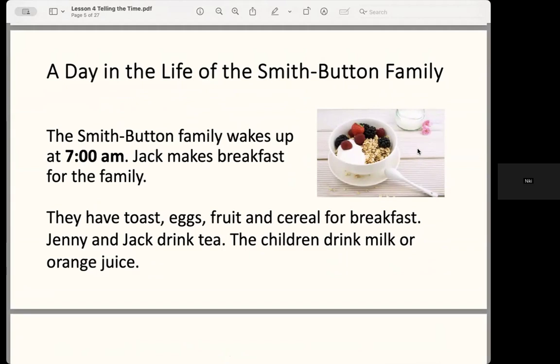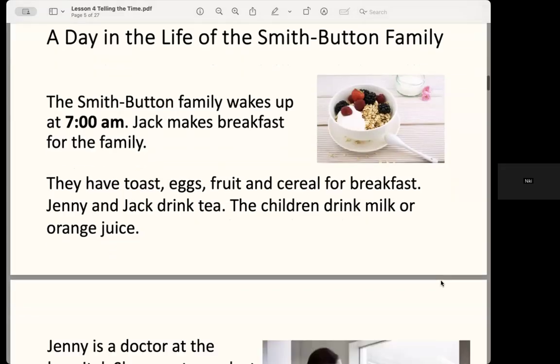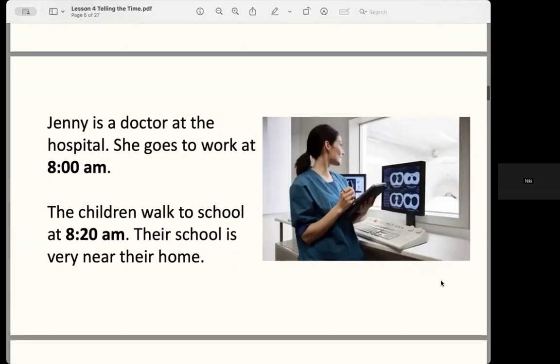The Smith-Button family wakes up at 7 a.m. Jack makes breakfast for the family. They have toast, eggs, fruit, and cereal for breakfast. Jenny and Jack drink tea. The children drink milk or orange juice. Jenny is a doctor at the hospital. She goes to work at 8 a.m. The children walk to school at 8:20 a.m. Their school is very near their home.